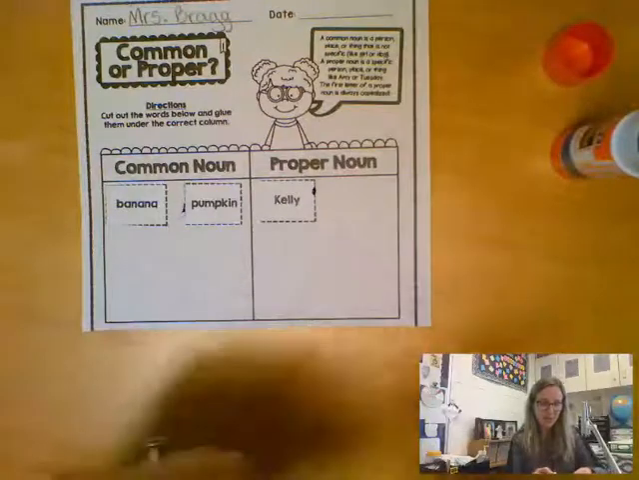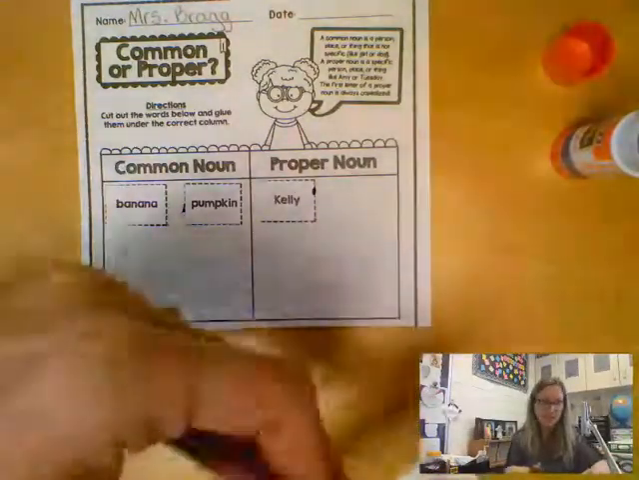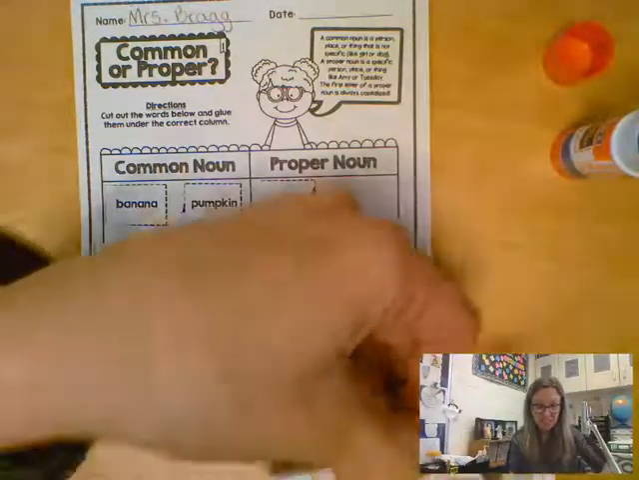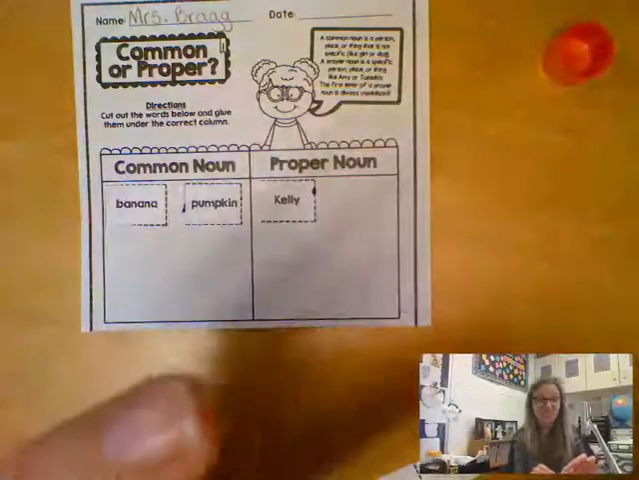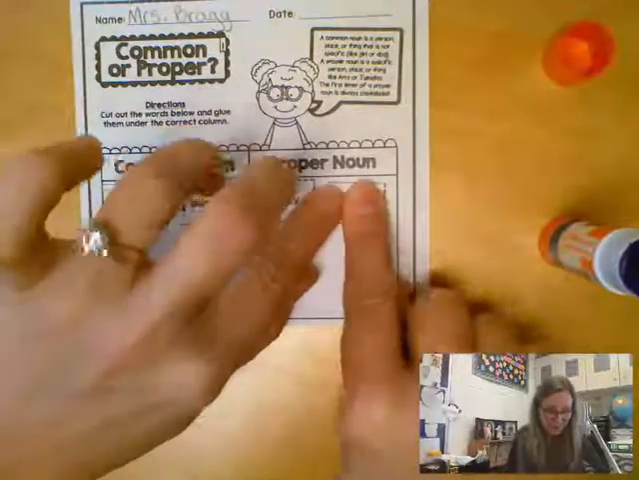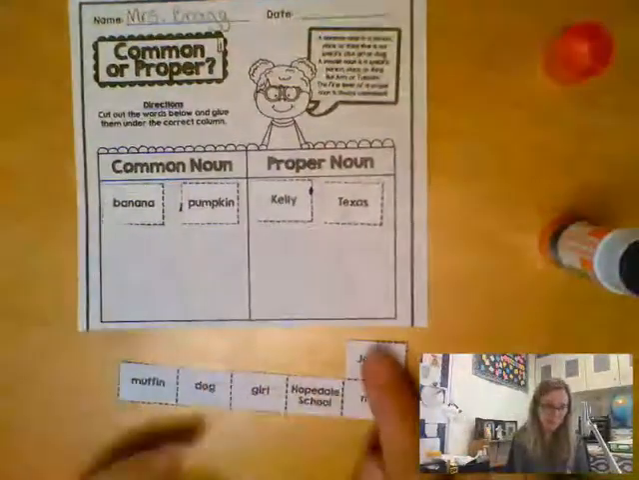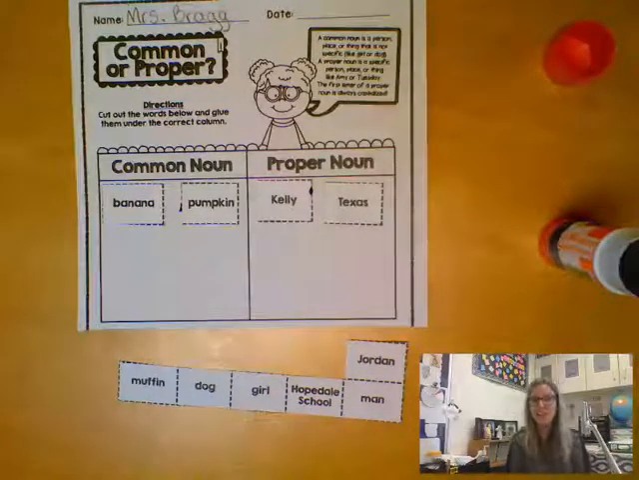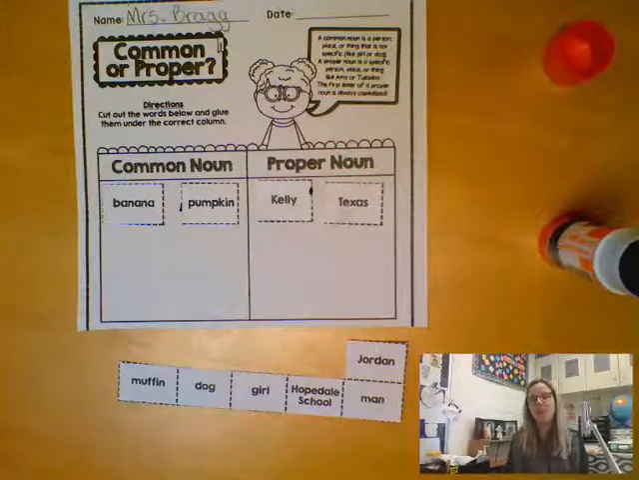All right, and the next one here says Texas. Texas is a state. If I were just talking about states, states would have a lowercase letter. But when I refer to a specific state like Texas, I have to give it an uppercase letter because it's a proper noun. So now, boys and girls, I want you to go through with the rest of these words, read the word, and ask yourself, is this a common noun? Or is this a specific name for a noun that has an uppercase letter, and we call that proper?